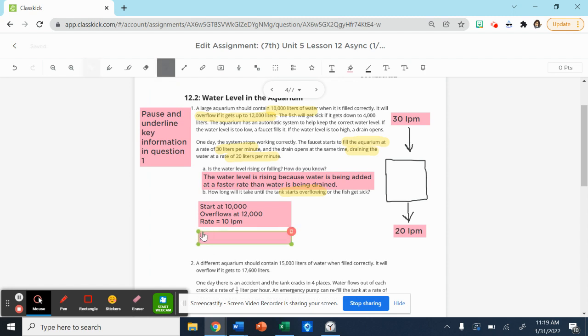In this situation, we know that distance equals rate times time. We know the distance. The tank is being filled 2,000 liters, from 10,000 to 12,000. The rate is 10 liters per minute. And what we don't know is the time. Since time is our mystery number, we can simply divide 2,000 by 10 for 200 minutes until the tank overflows. We use the inverse operation of multiplication to find time, which is the missing value.